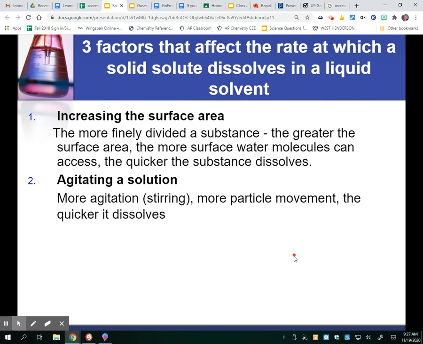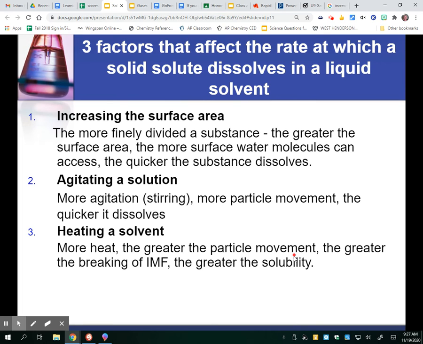The next one would be, if you're making sweet tea, you always add the sugar to the warm tea. You don't wait for the tea to cool down before you add your sugar. So heating the solvent is going to help. And that has to do with the kinetic molecular theory. So the more heat you have, the more particle movement you have. So you've got your own little molecular mixer going on in there.